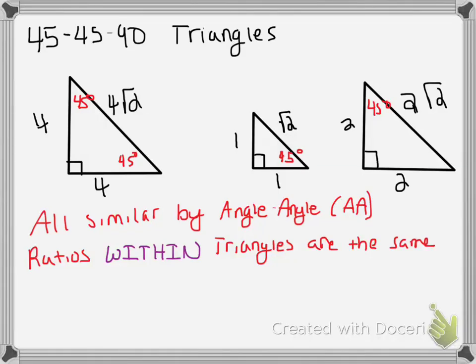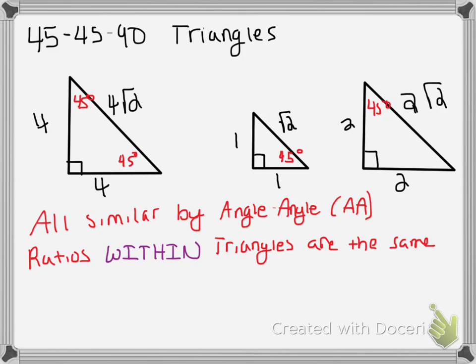So this video is our main introduction into trigonometry. Trigonometry deals with right triangles and with the ratios that you see in triangles. So we're going to start off by talking about the triangles we've already looked at, which are the 45, 45, 90 and the 30, 60, 90.